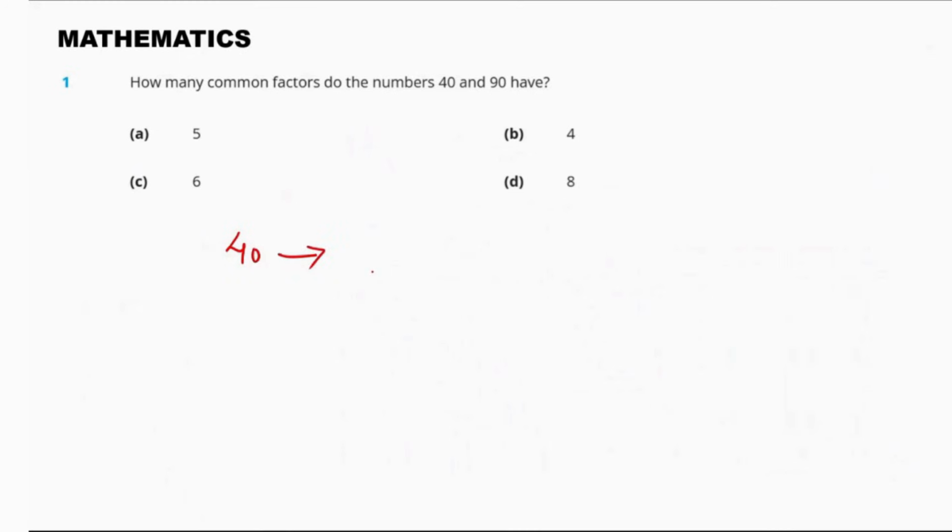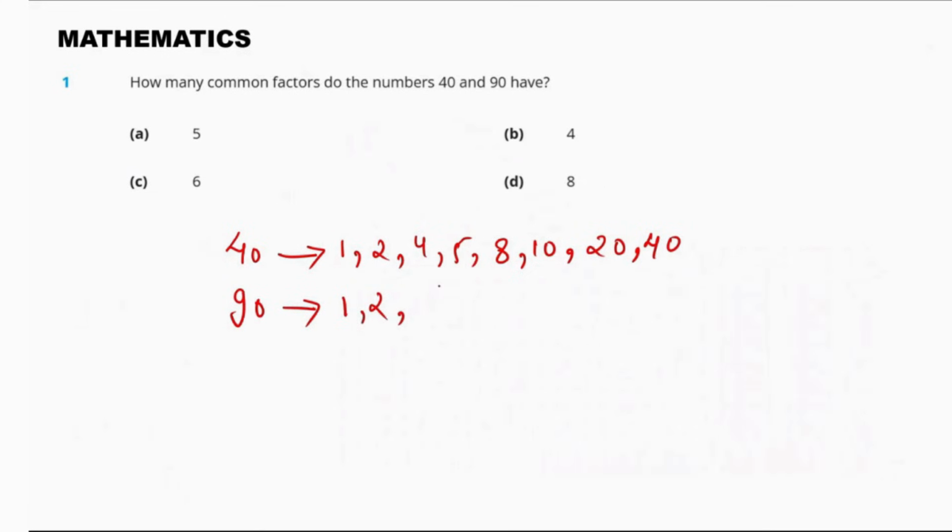So the factors for 40 will be 1, 2, 4, 5, then 8, 10, 20 and 40. So these are the total factors of 40. Now next is factors for 90, right? So now factors for 90 will be 1, 2, 3, 5, then 9, then it will be 10, next is 18, then 30 and 45 and last one is 90, right? So now these are the individual factors for both of these.